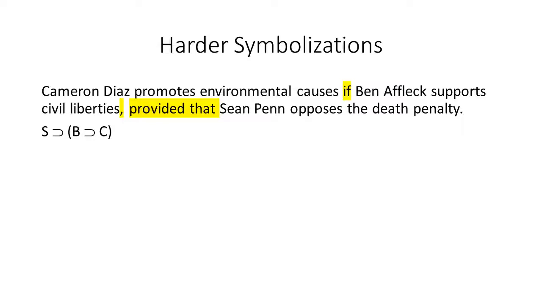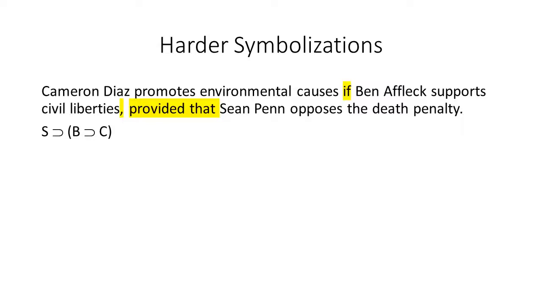So we have if. We know that if means that when we have this sentence, Cameron Diaz promotes environmental causes if Ben Affleck supports civil liberties, it means that if Ben Affleck supports civil liberties, then Cameron Diaz promotes environmental causes. That is B horseshoe C. So put parentheses around that.